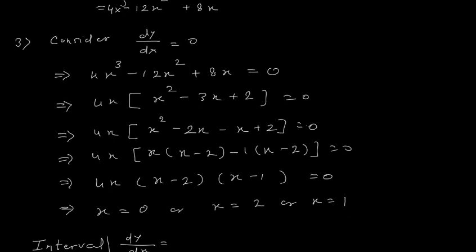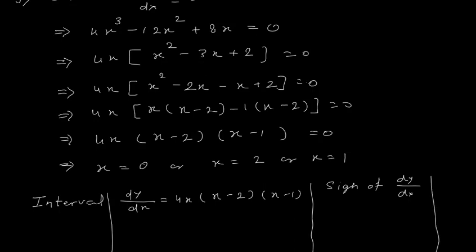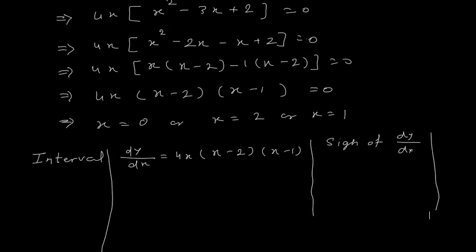So if I write in factor form, this is what we got: 4x into (x minus 2) into (x minus 1) dy upon dx, and here I will find the sign of dy upon dx. Okay, so first, the intervals based on the critical values. The first interval: we have 0, 2 and 1.